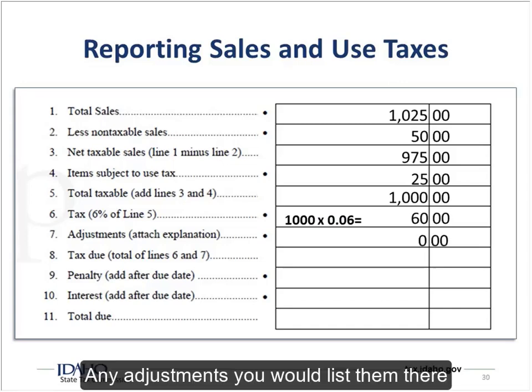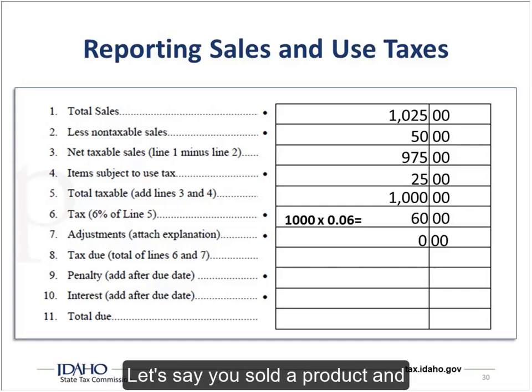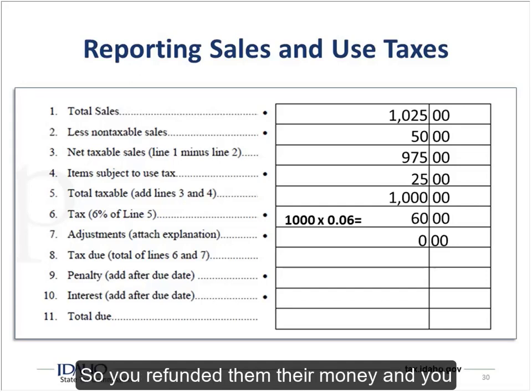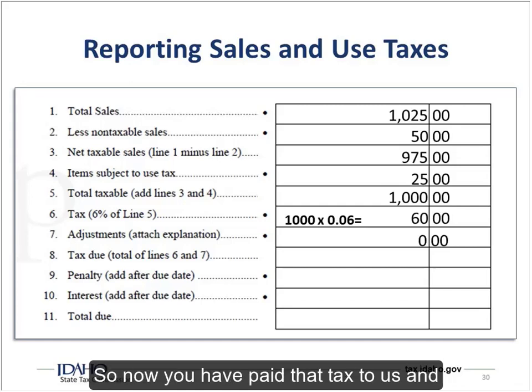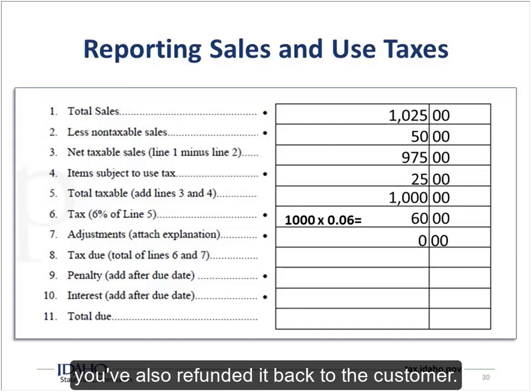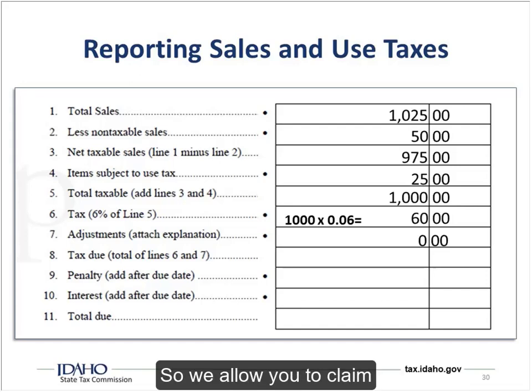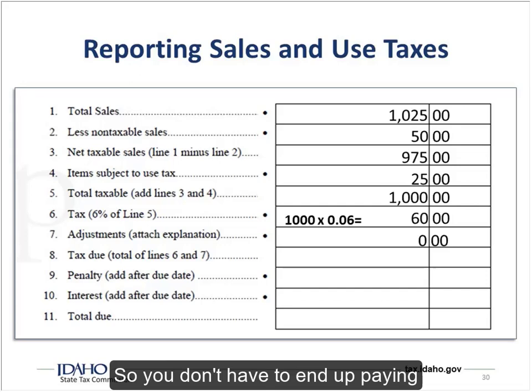So any adjustments, you would list them there. Adjustments occur, let's say you sold a product and you collected sales tax on it. After you have filed the taxes, the customer then returned the item. So you refunded them their money and you refunded them the sales tax as well, right? So now you have paid that tax to us and you've also refunded it back to the customer. So we allow you to claim that back on this line so you don't have to end up paying that.